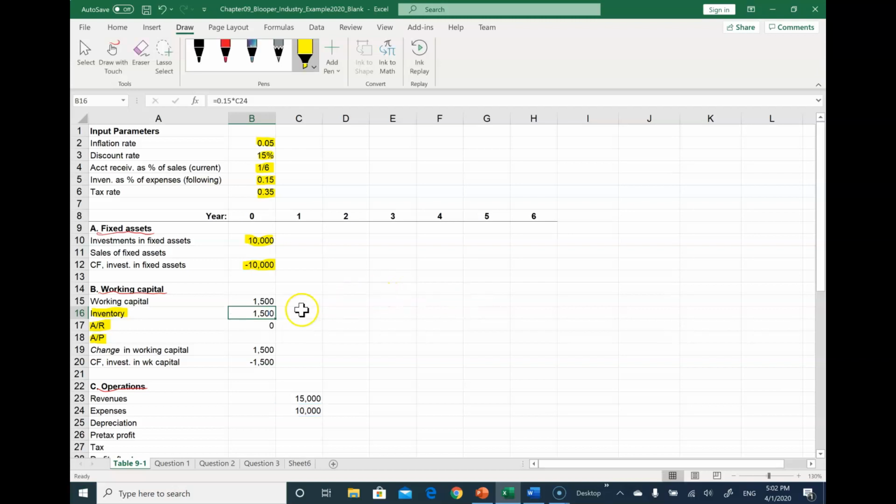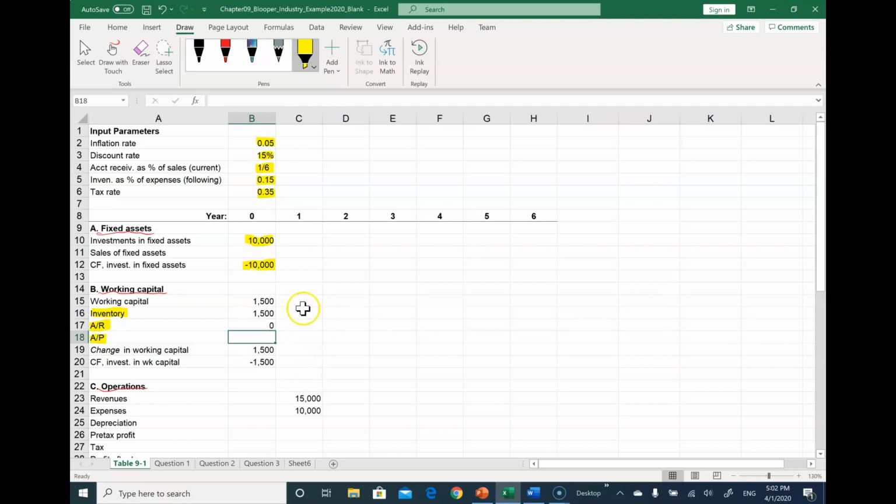In case of account receivable, we learned that account receivable is 1/6 of the revenue of the current year. So in year 0, there is no revenue, so account receivable is 0. But in year 1, revenue is $15 million. So 1/6 of that will be the account receivable. Okay. And there is no mention of accounts payable, so account payable we don't have to consider.